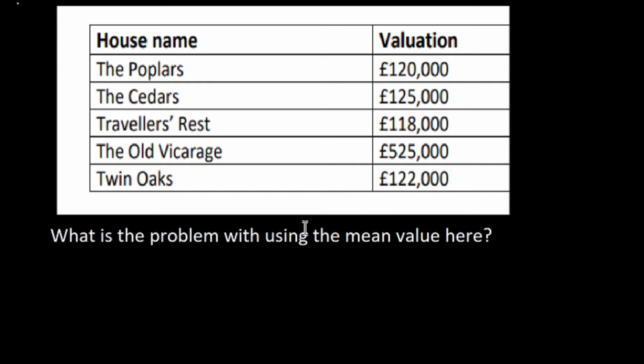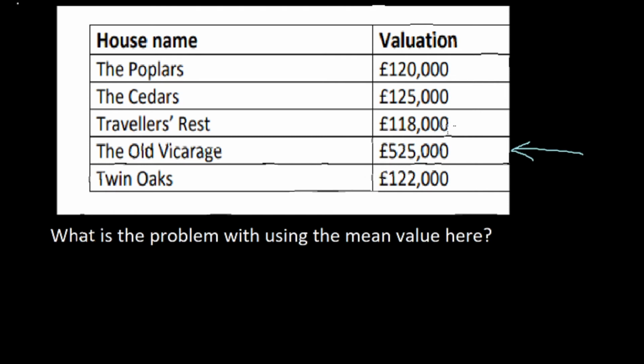So this says, what is the problem with using the mean value here? Let's have a look here. So it says house name. So these are some names of some houses, and here's the valuations. So when you look at these and it asks if there's any kind of problem with using it, you need to be checking if any of these look very, very different. And hopefully you can see straight away that this one looks extremely different.